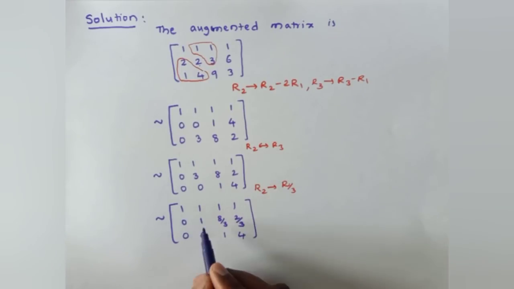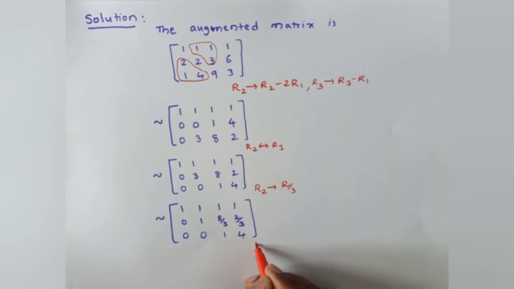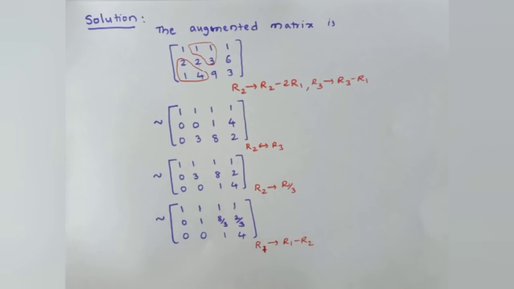Okay? In the second step, this element, we have got 1. So by using this element, you need to make these 2 elements as 0. Now here already this is 0. Now just you need to make this element as 0 by using row 2 only. Now here I am applying this operation. R1 changes to R1 minus R2.